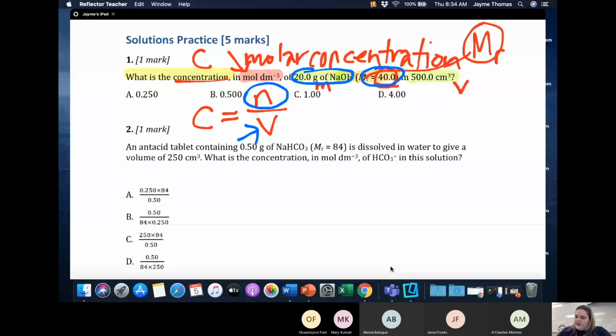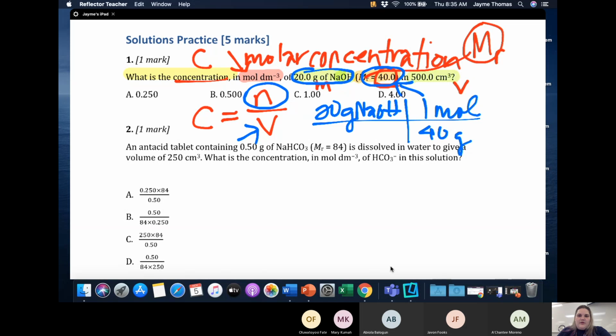And so what I would do first is I would say, okay, well, I have 20 grams of that NaOH, and they told me right here the relative molar mass is 40. That means that it's 40 grams for every 1 mole. That's what relative molar mass means. It's the number of grams of that substance in 1 mole.